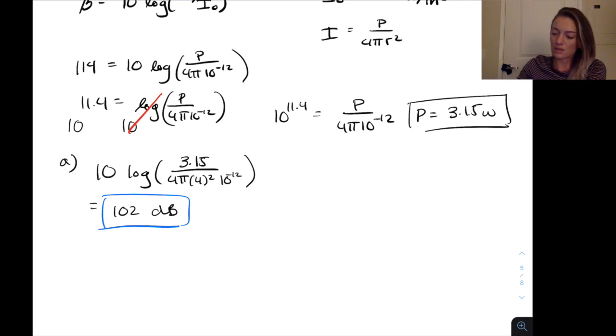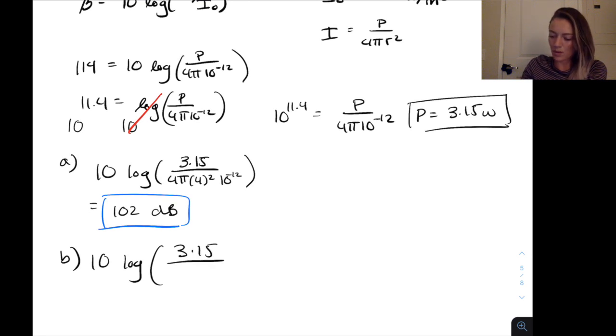So now I can just do the exact same thing. We're going to have 10 log, the power stays the same at 3.15, and then we do 4 pi, 15.8 is now the radius, so it's the radius squared there, and then times I naught, which is 10 to the negative 12, and this comes out to 90 decibels.